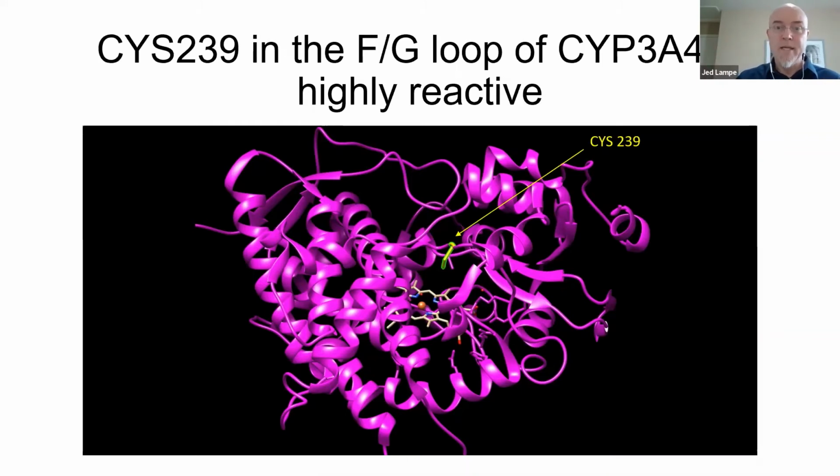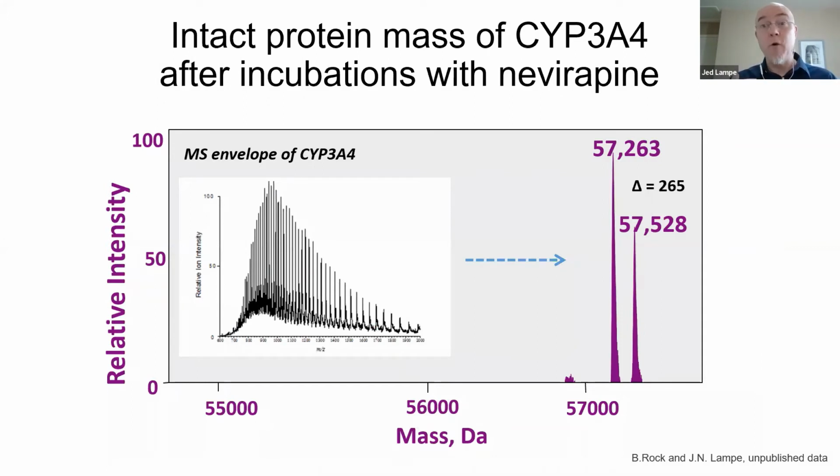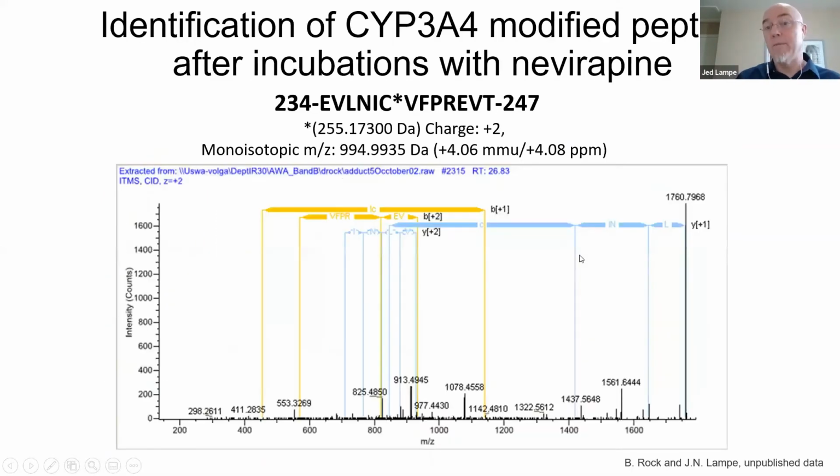And in fact, when we do incubations with CYP3A4, remember that's the adult isoform, in the presence of nevirapine, and then we do whole protein mass spec, we can see a mass shift of 265 Daltons, which corresponds exactly to what you would predict for an adducted 3A4 species. And we further were able to characterize that by doing peptide MS to show that the adduct was located indeed on that peptide that contains that cysteine residue. So suggesting again that even in this case, when you're producing this reactive metabolite from nevirapine, it's inactivating the enzyme by adducting the cysteine residue.